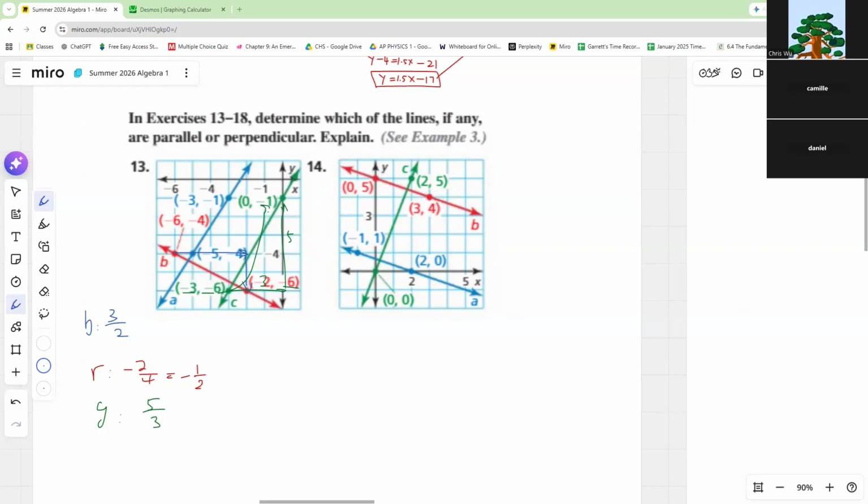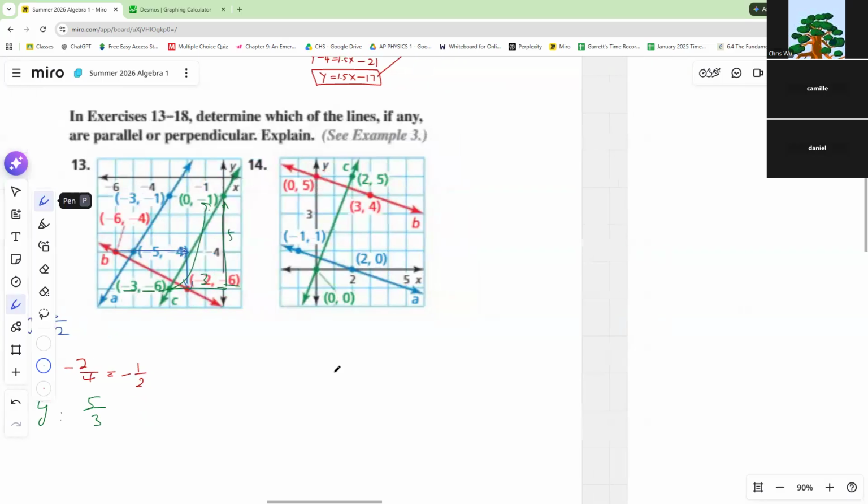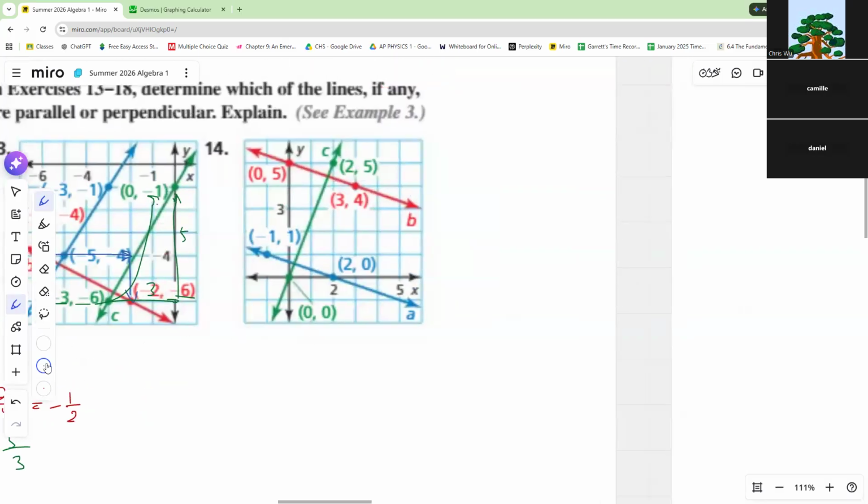So blue and red are parallel, and then I don't think any of them are perpendicular. Yep, that is correct. So let's again try to find the slope of each one.